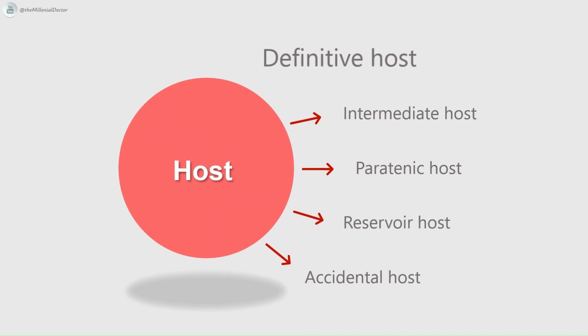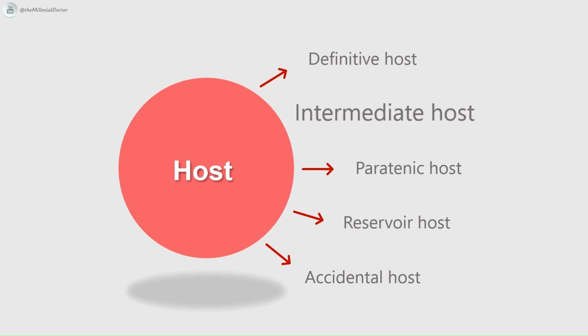First, definitive host. The host in which the adult parasite lives and undergoes sexual reproduction is called the definitive host. Example: mosquito acts as a definitive host in malaria. Now, the definitive host may be a human or any other living organism. However, in majority of human parasitic infections, man is the definitive host. Example: filaria, roundworm, hookworm.